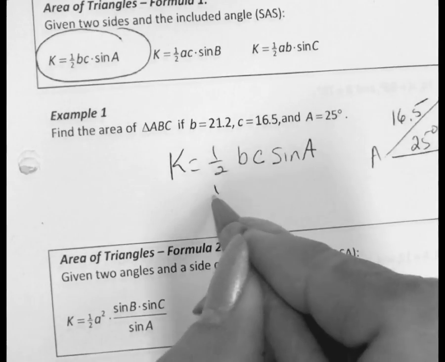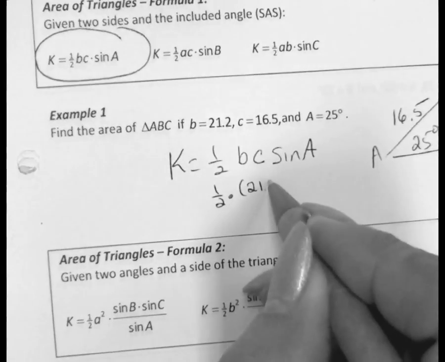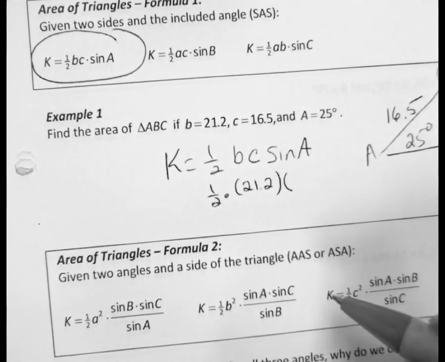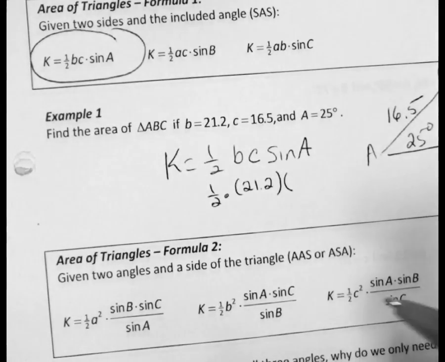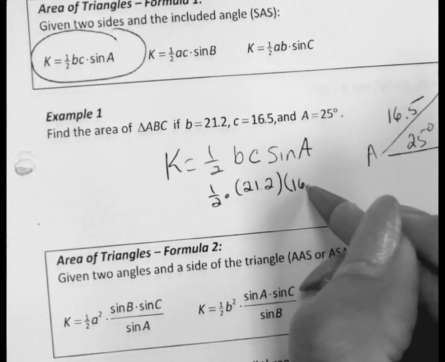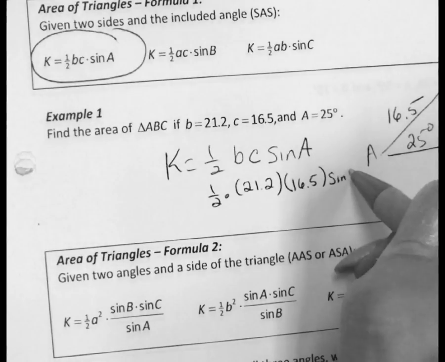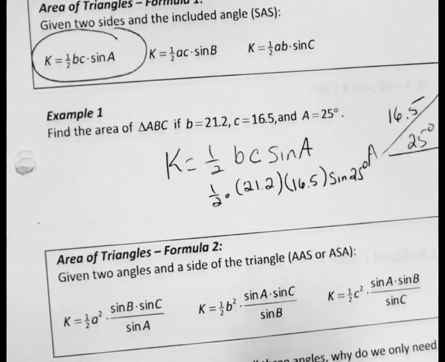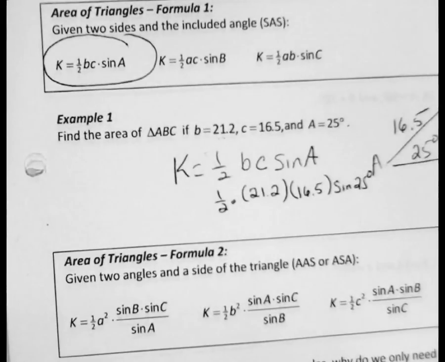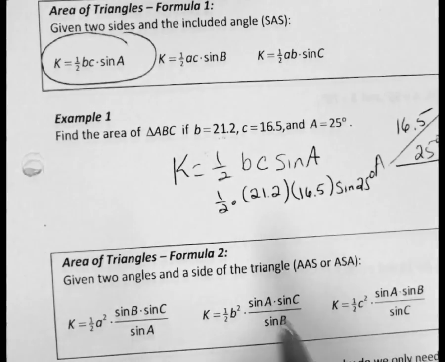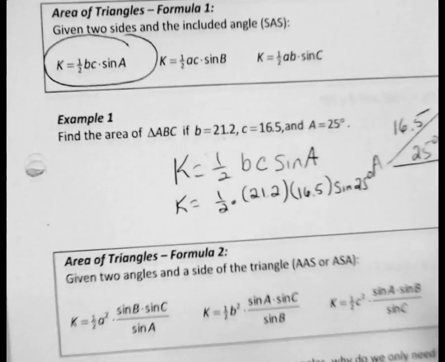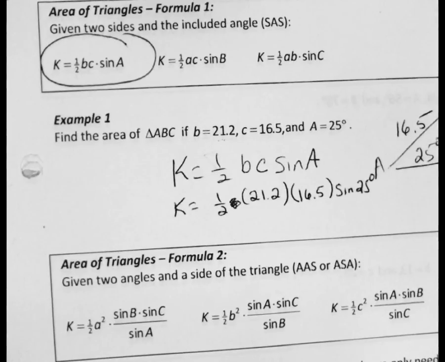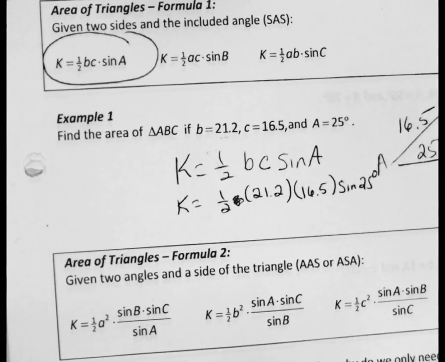So what is B? 21.2. Yep. C is 16.5 times sine of angle A, 25 degrees. What's next to the one half? 21.2 is B. One half times. Do I have to put the times sign? You don't have to put the times sign if that's bothering you. And then from here, you just punch it in the calculator.